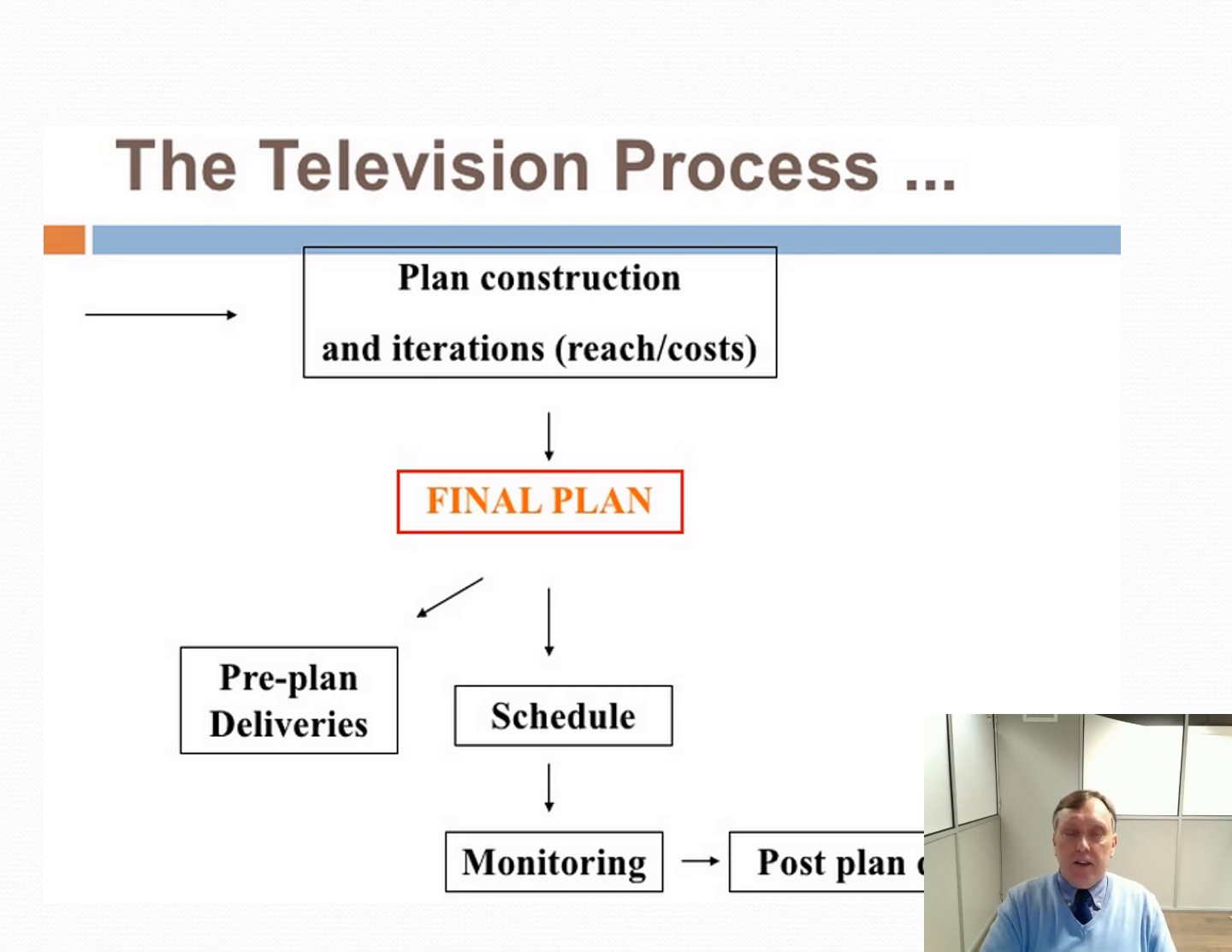Once that is done, it then goes to the next stage. We're not finished yet. We've selected that. Now we have to work out our plan construction, the iterations again, between the reach and the cost, and produce our final plan. Again, scheduling. Once we've done the scheduling and the delivery, then we have to monitor it. How effective has it been? And then obviously work out after the plan, depending on what we've decided, depending on the schedule, whether to change the schedule accordingly.